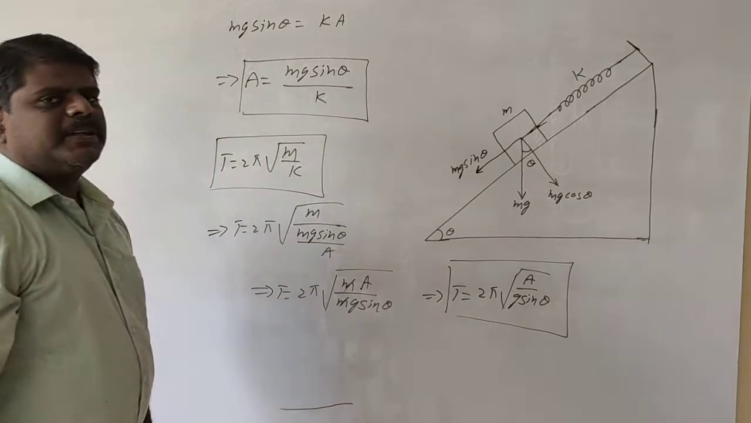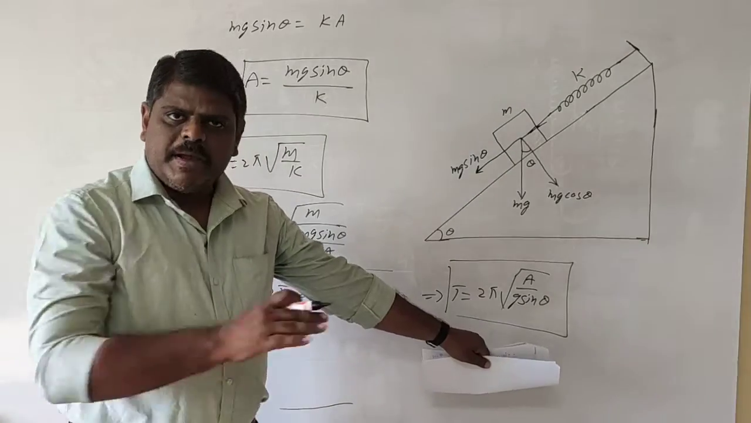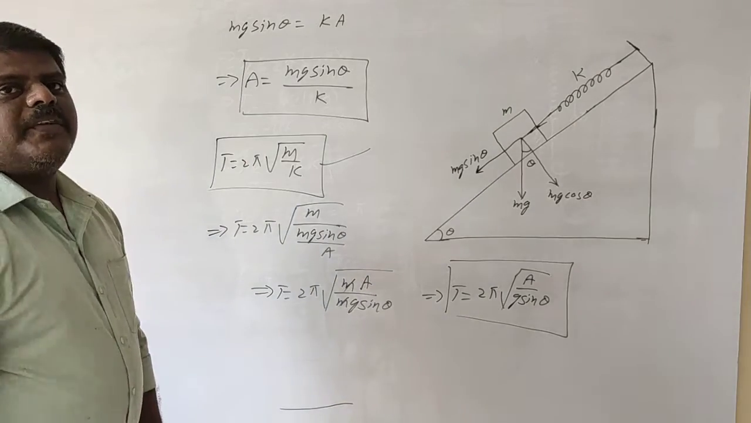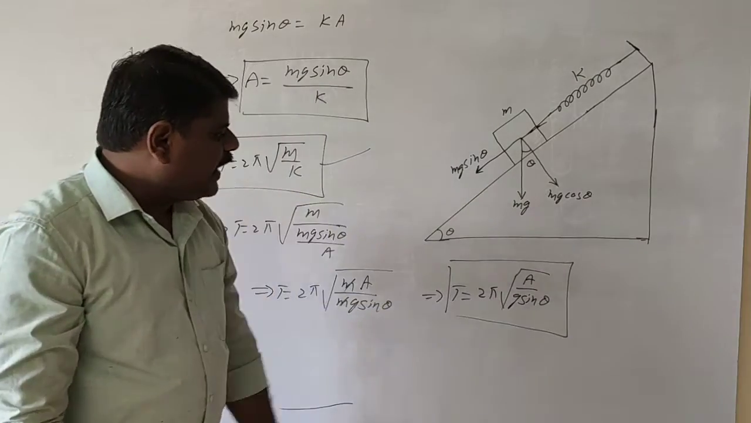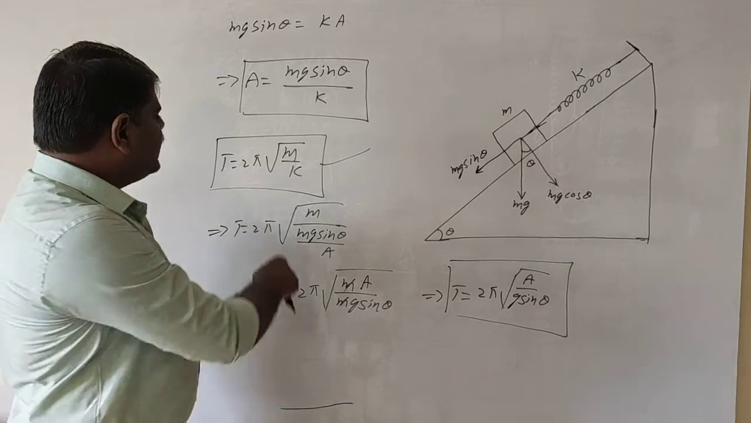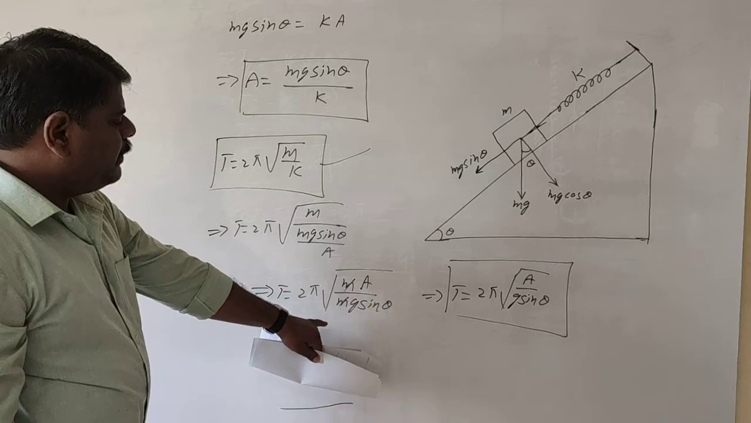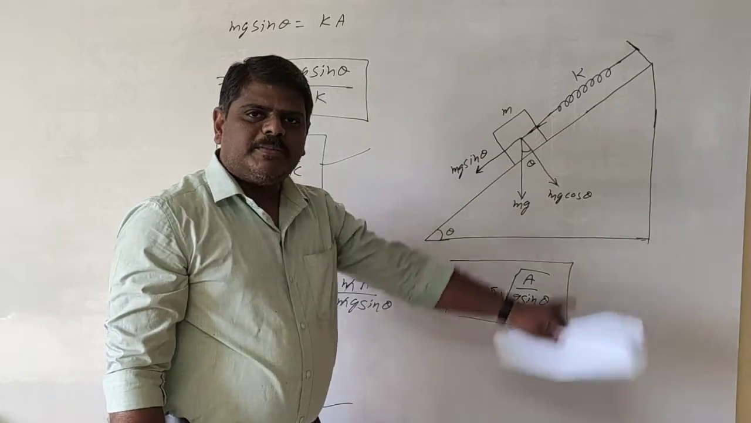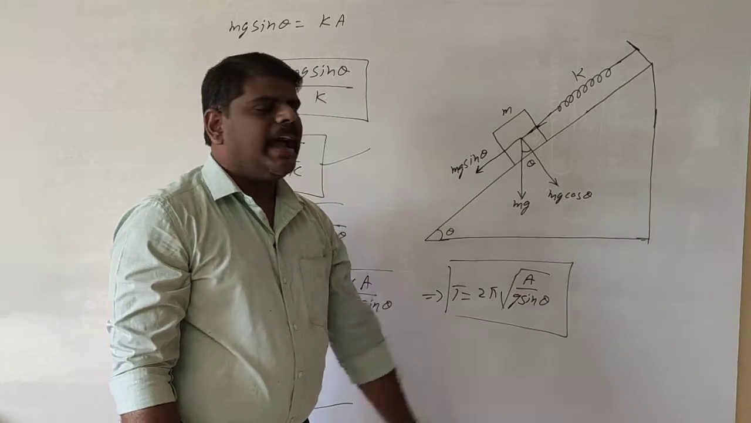Sometimes, if the options are given in terms of amplitude, then you derive up to here. But in the given problem, it is asking only up to the earlier part. In case the problem is based on the amplitude, you simplify like this: T is equal to 2 pi into under root of A by g sin theta, because in place of k you write mg sin theta by A, and m is cancelled. What are the terms here? A represents amplitude, the maximum displacement produced by the spring. g is acceleration due to gravity, and theta is the angle of inclination.